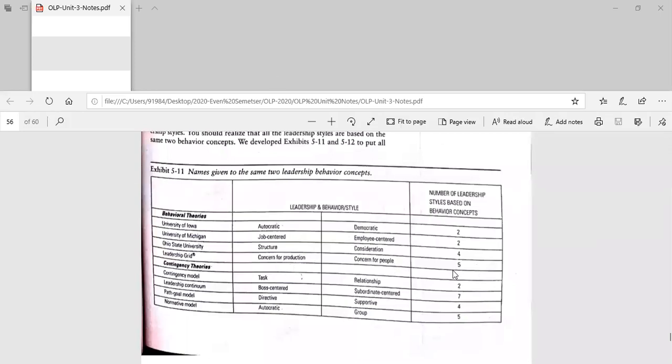Five styles, like middle of the road, team leader, country club leader. All this we have discussed under the five categories. So five types of leader under the leadership grid. Then contingency theory. So these are the two broad categories: behavioral theories, with University of Iowa, Michigan, the grid and so on. Then contingency theories: the contingency model we have seen, with task and relationship, which gives two styles again. Then the leadership continuum theory based on boss centered and subordinate centered.